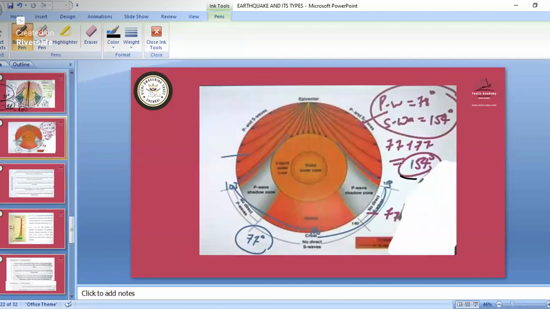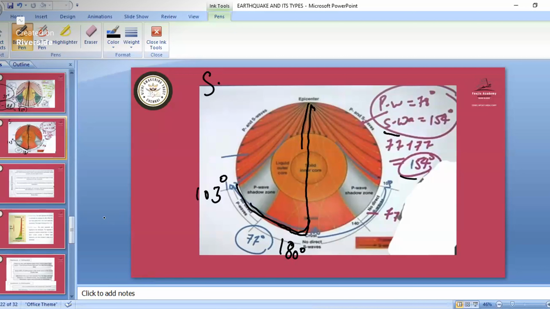If any doubt in earthquakes, you can ask me. See about the secondary wave, what is happening? Now this is 180 degree. When the secondary wave takes place, we have the shaking of the earth only till 103 degree, and after that, to the equator you can say, to 180 degree, we don't have any shaking. So that is the shadow zone of the secondary wave.